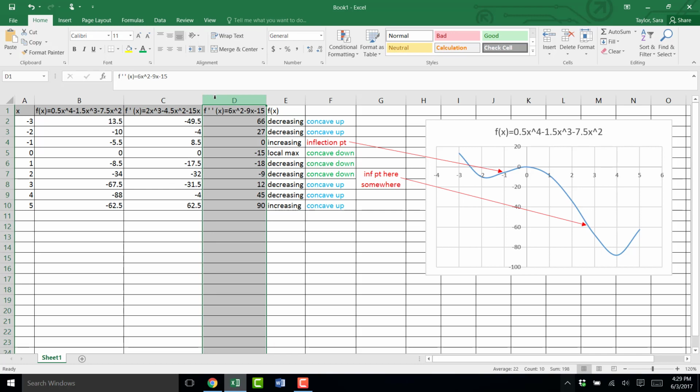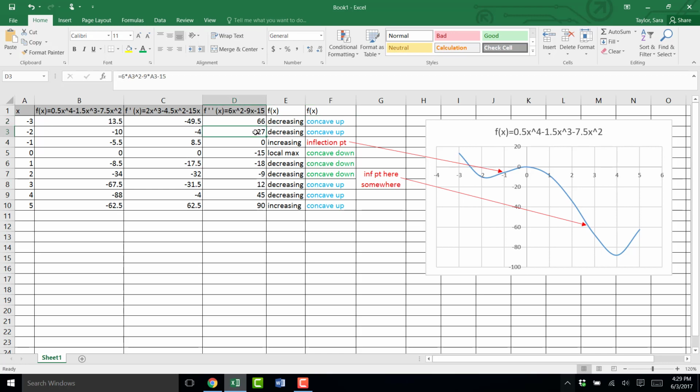Now let's move on to column D, the second derivative values. Remember, when the second derivative is positive, that tells us f is concave up. So I'm going through and looking at my second derivative values. Here it's positive 66, so that tells us f is concave up. Let's look at that. At x is negative 3, that's right here. It says the second derivative is positive, so f is concave up. That makes sense. Right over here, f is concave up, like a right side up bowl.